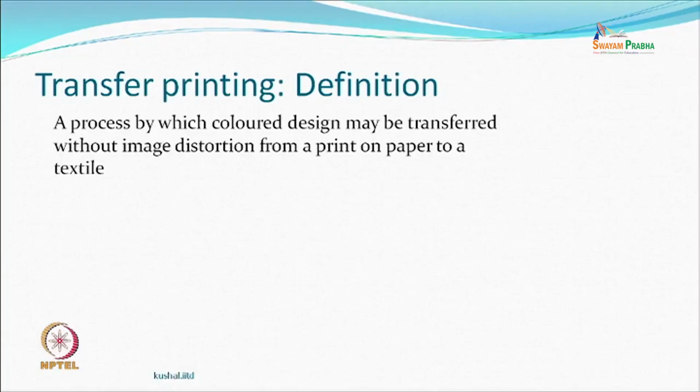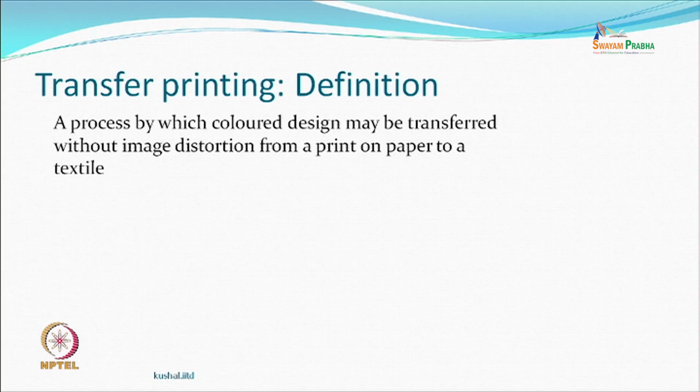Till now, all the printing that was being done was directly on the fabric. Whatever happens, happens. Now you're talking about, we can probably print somewhere else and then do the transfer. So theoretically speaking, this is a process by which designs can be transferred without image distortion from a print on a paper to a textile.